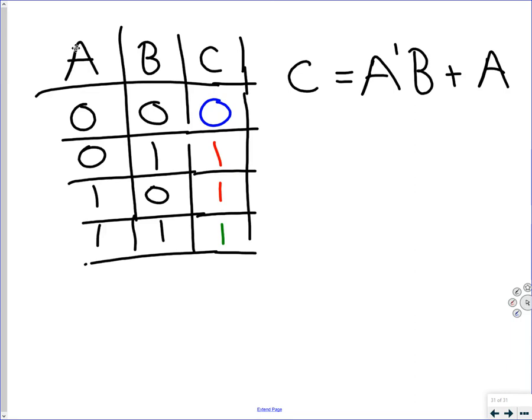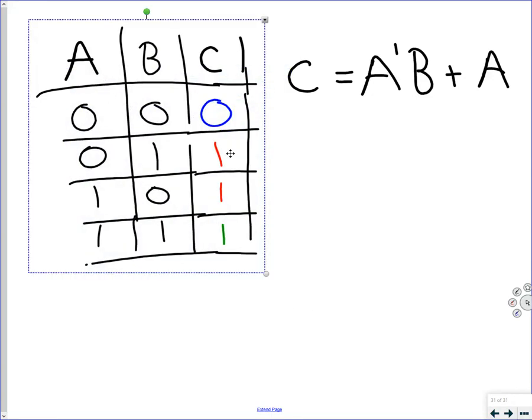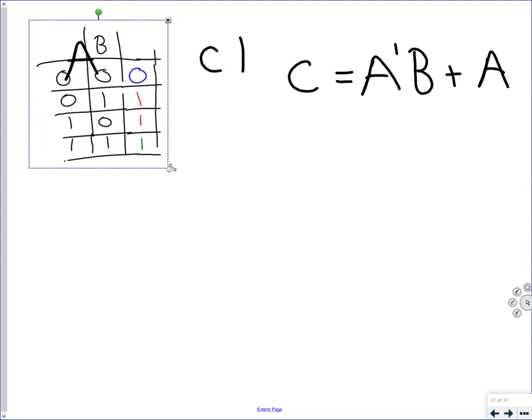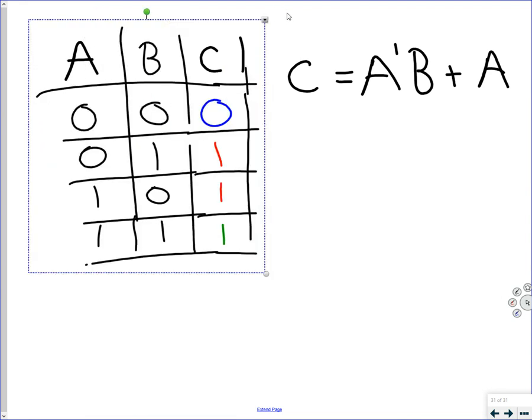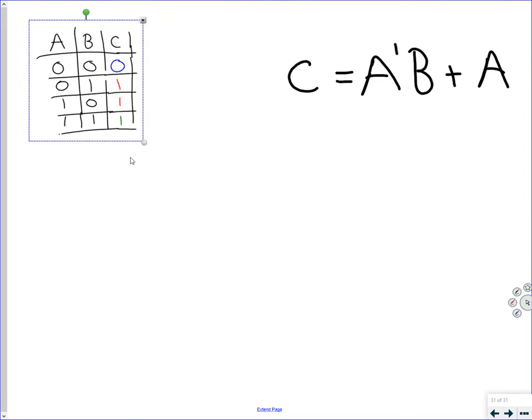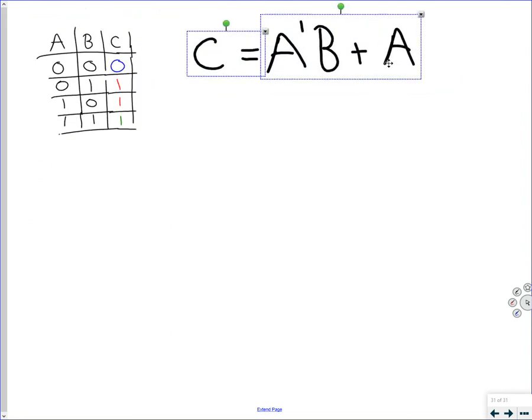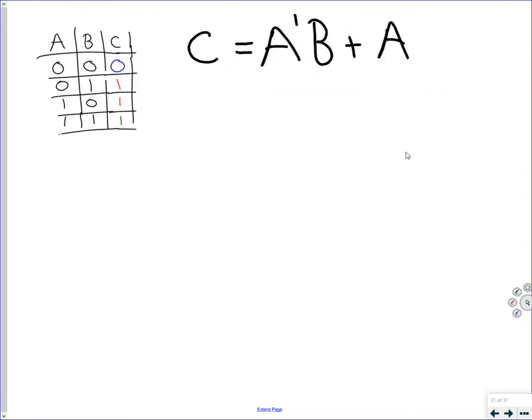Finally, turn that into a circuit diagram. So now we have this. Whoa, missed a couple. Now we have that, and we have this. We could express it in words. We've already done that. But now let's draw the circuit.